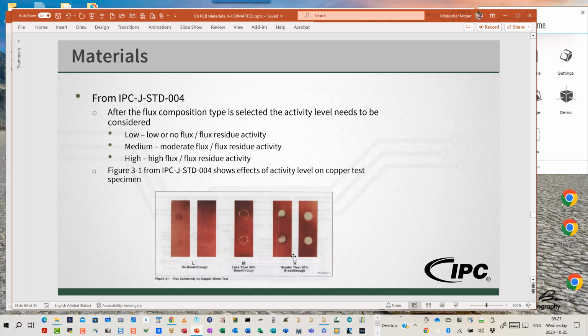So I use the specimen just to look at the activity level, even without the additional acids. Low activity, when placed on our copper specimen here, we have slight surface degradation right here, but no actual breakthrough. Medium, we start to get pinholing, and with high flux activity level, if left on the copper, it will completely eat through the copper all the way through the board right there, or all the way through the copper feature.